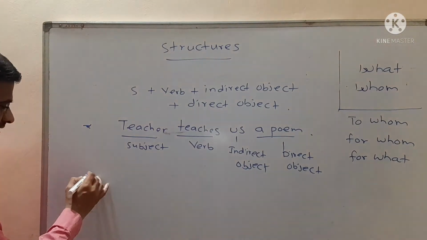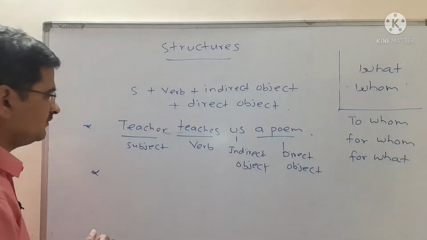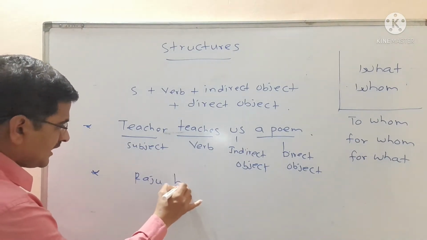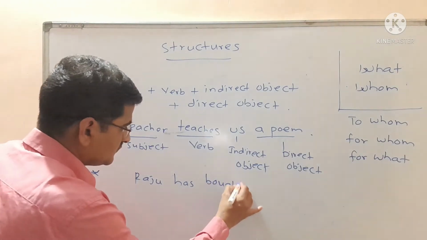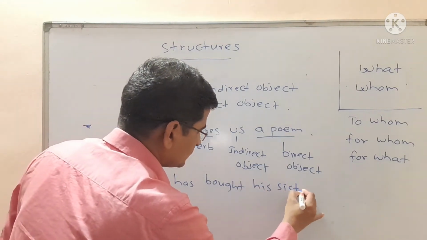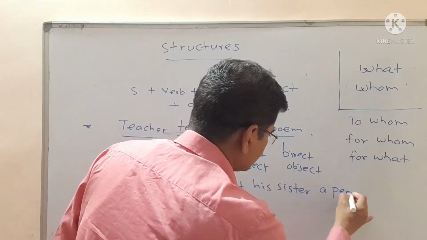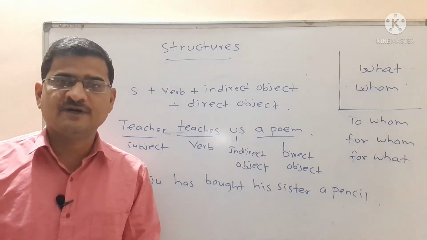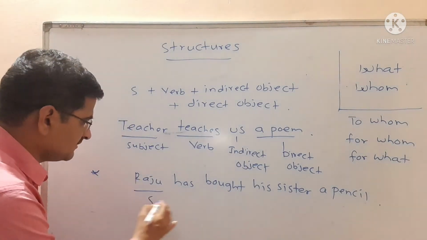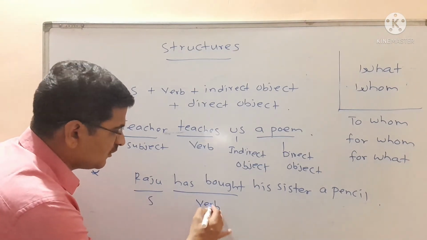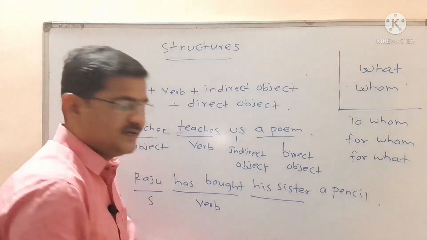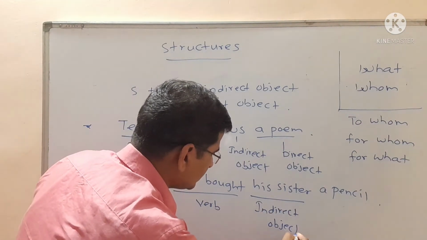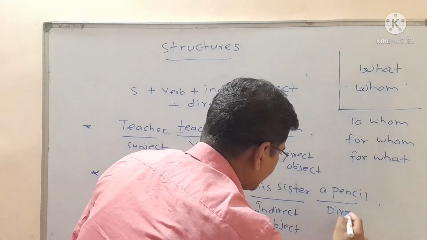I will write one more example on the board. Please have a look at the board. Raju has bought his sister a pencil. In this particular statement, Raju is the subject. Has bought is an example of a verb. His sister, it is the indirect object. And a pencil is the direct object.